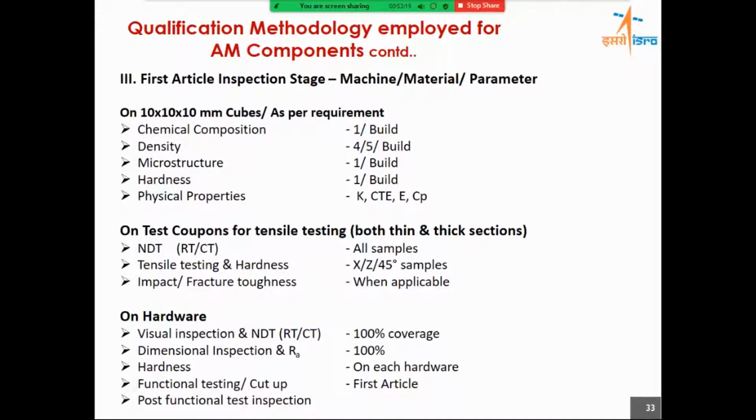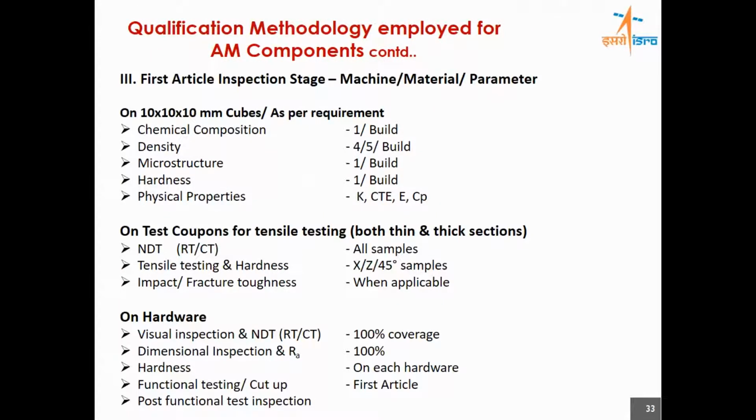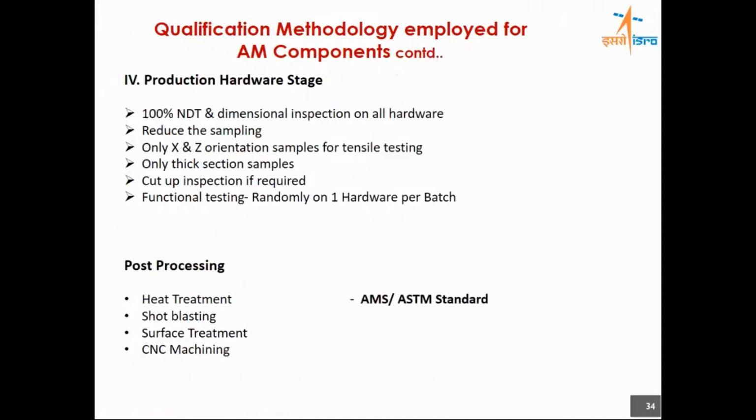Because it so happens that the first time you do a functional test, it may withstand. But subsequently, when repeated usage is there, it should not so happen that during the first use, some damage has happened, but it goes undetected. So we do a post-functional test inspection also to ensure that there is no appreciable damage which has happened to the part.